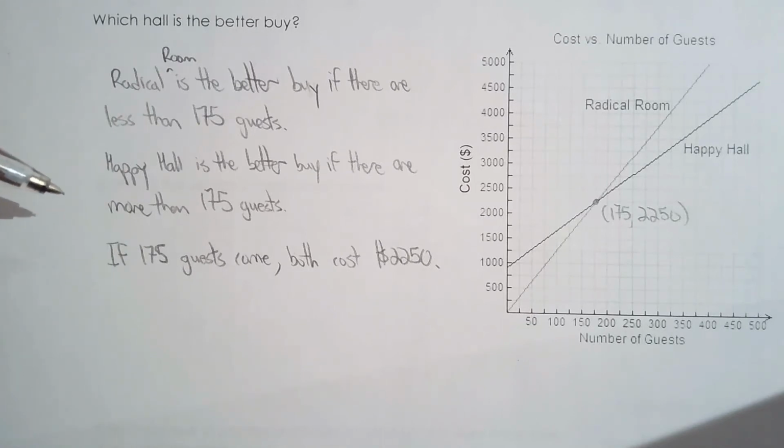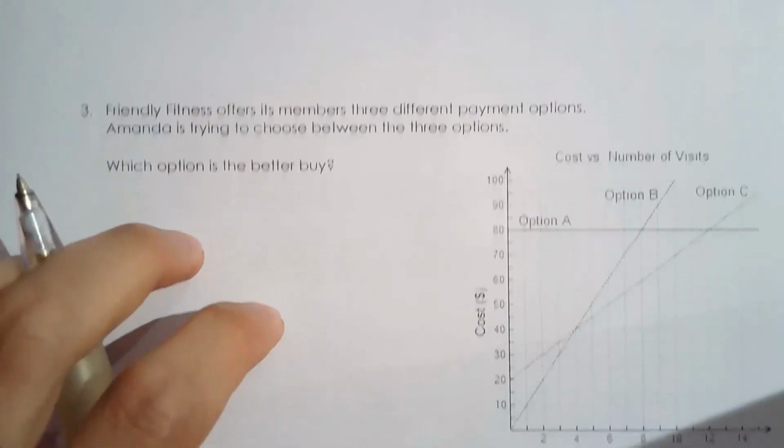Like even our previous question with the cell phone plan, you can't be talking about different companies. It has to be the same company, because for example, if one was Rogers and one was Freedom Mobile, yeah, they're offering the same service, but there are differences between the companies. So we're going to make the assumption that Radical Room and Happy Hall are truly the same. Okay, let's go. One more example, one more linear system.